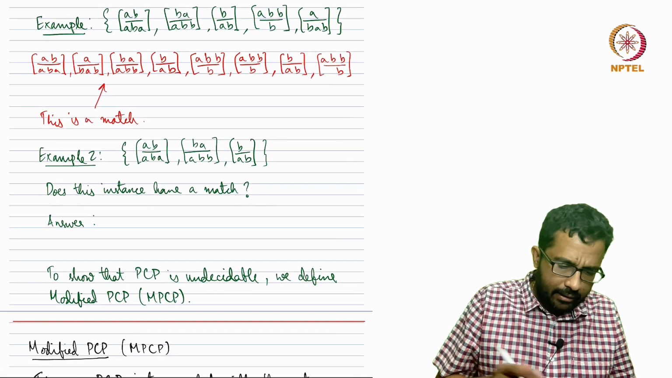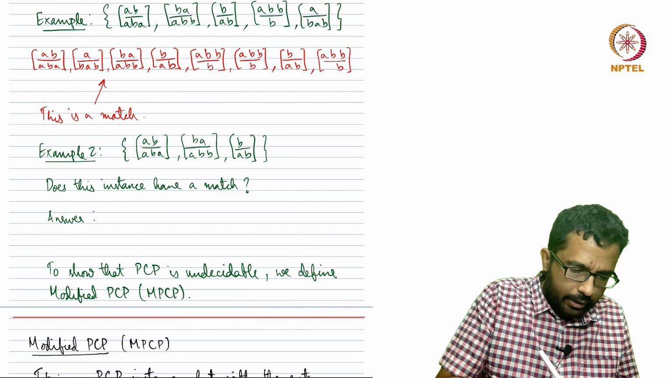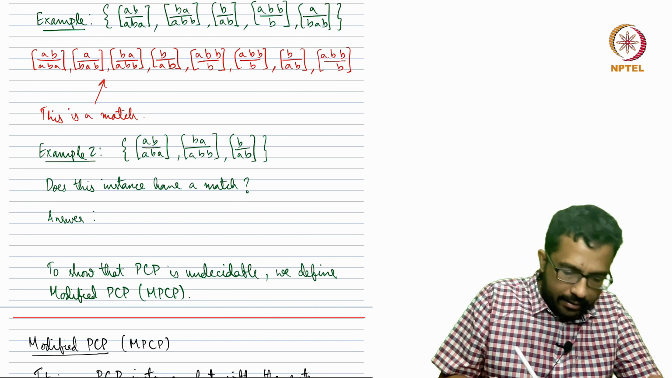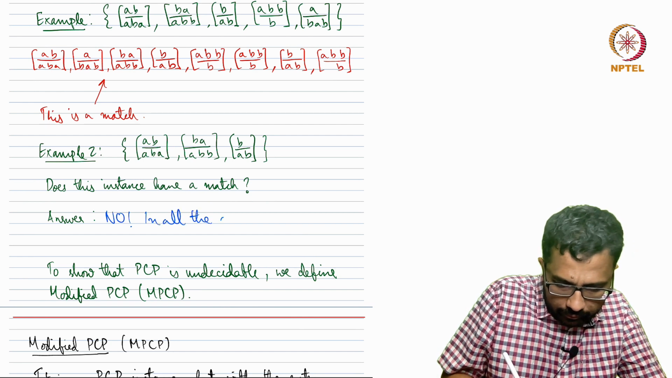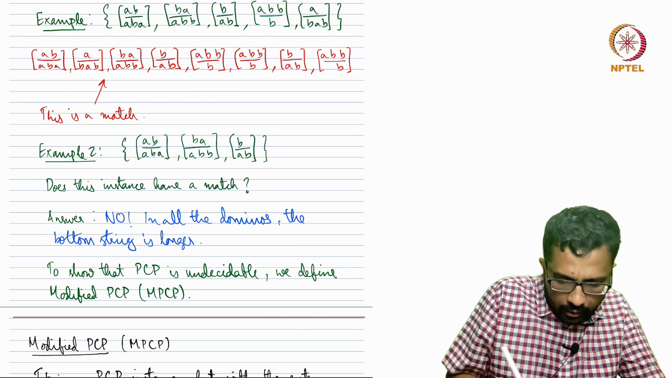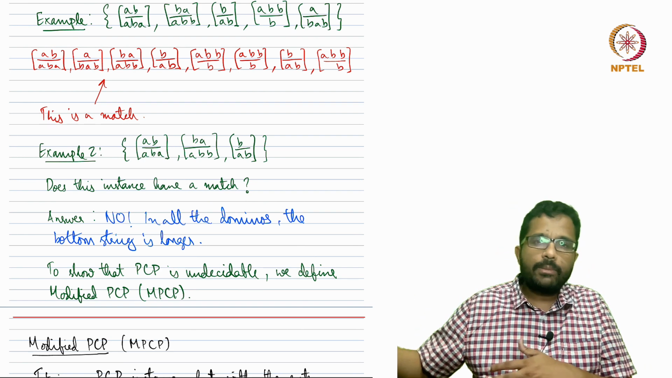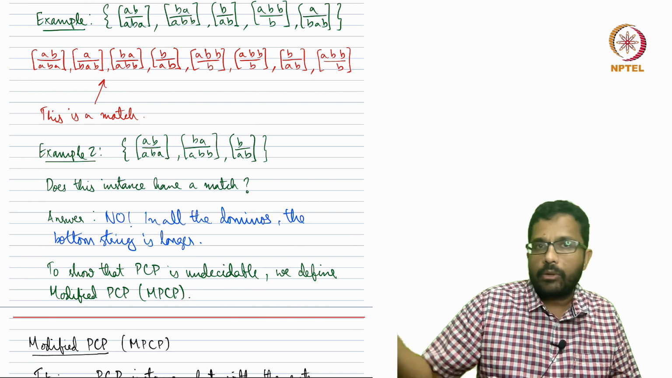So another example: does this instance have a match? The instance that is given over here. If you think about it a bit, you'll see that the answer is no, because in all the dominoes the bottom string is longer. So however many dominoes you arrange, the bottom string will always be longer, and it will continue to keep getting longer. There is no domino that allows the top string to catch up later.